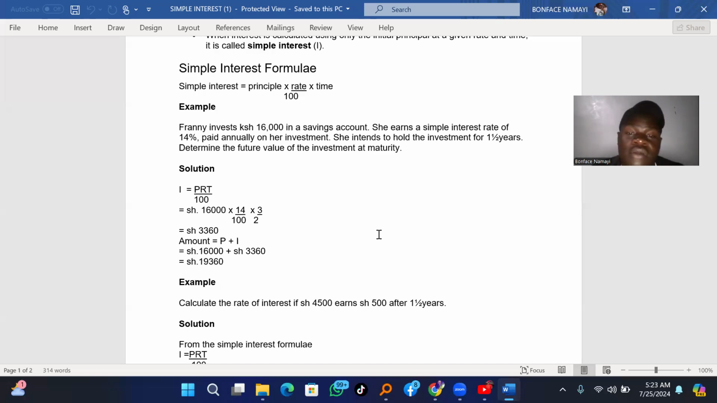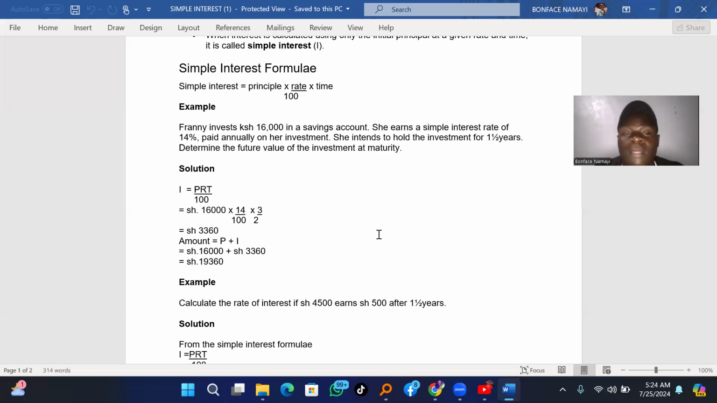In other terms, they are asking you to calculate the simple interest, where our formula is principal times rate times time. Our principal here is 16,000, our rate is 14, and our time is 1.5 years, which is the same as 3/2. When we multiply, we get 3,360. Then we want to determine the amount, the future value of the investment at maturity.